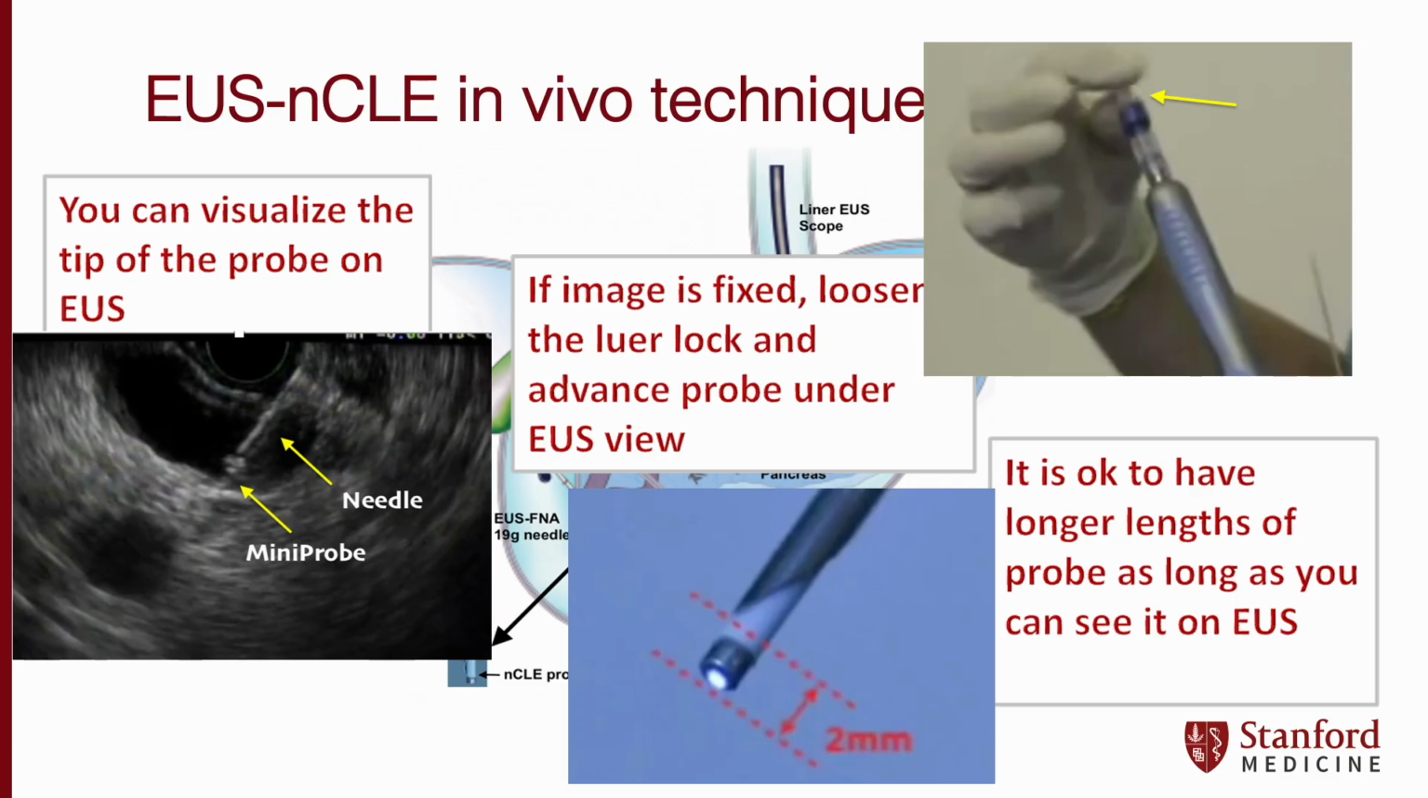And here with EUS, you can see the needle as well as the tip of the mini probe. You have to keep this in view all through the procedure so you know exactly where your mini probe is with respect to the wall of the cyst itself.